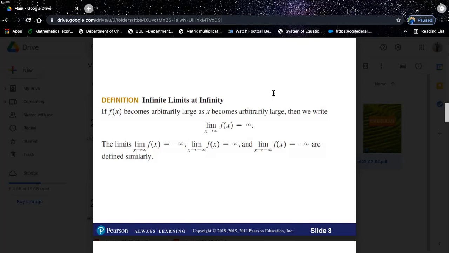Okay, now infinite limits at infinity. What happens, or how could you define, or what should you say when you see that whenever x is moving towards infinity, the function is also moving towards infinity?